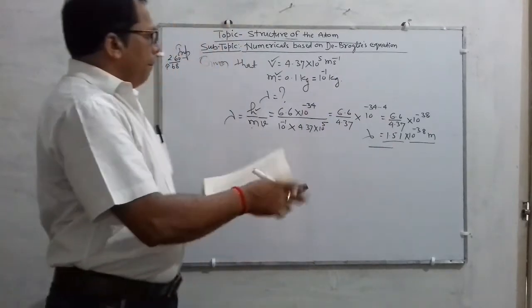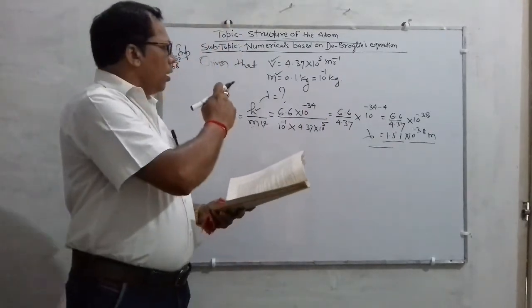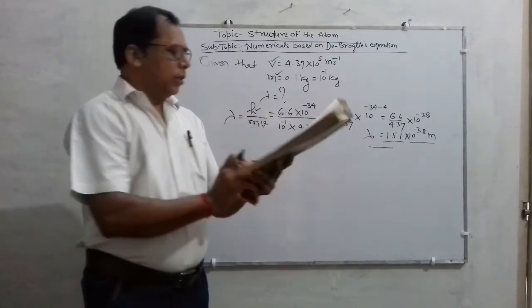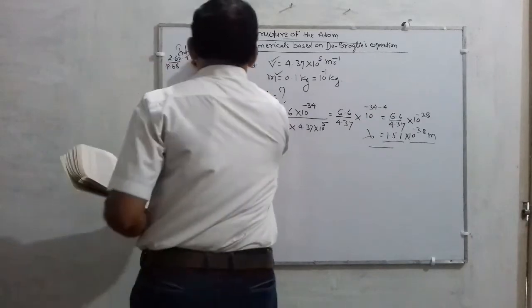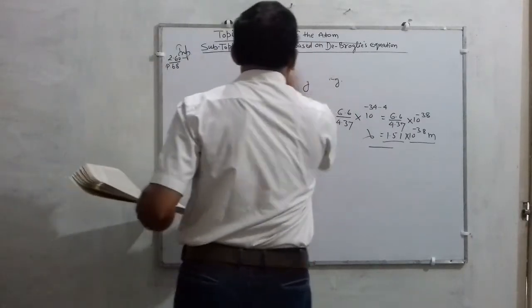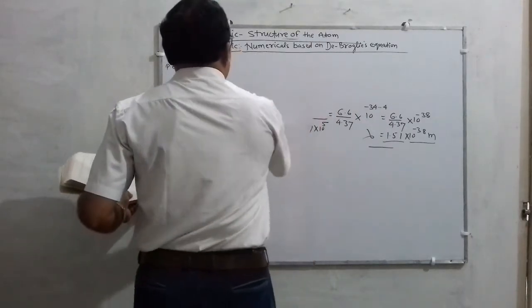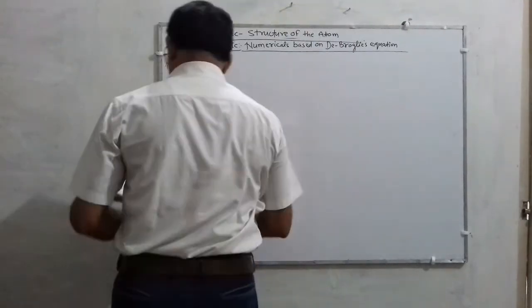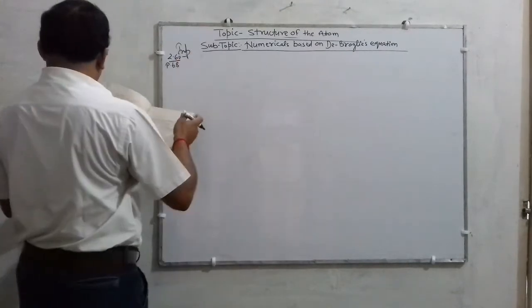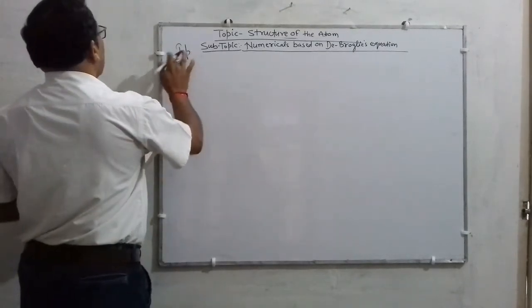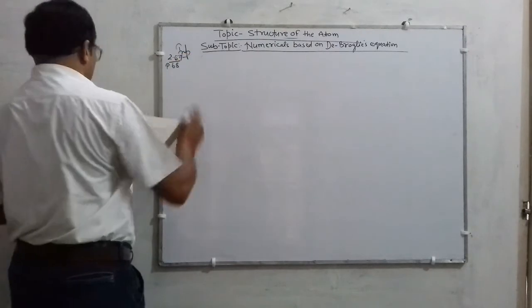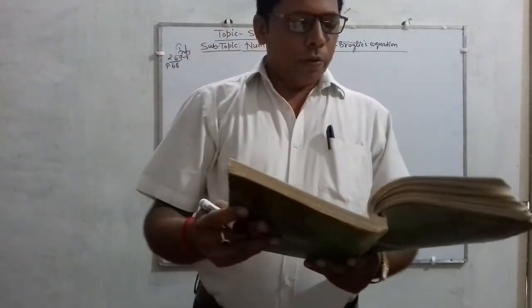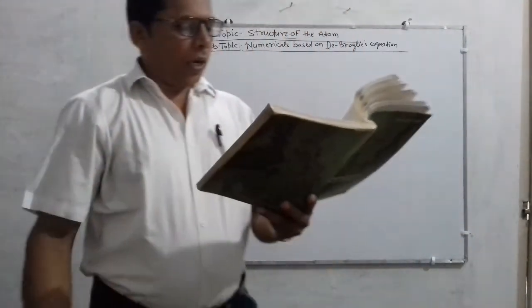So focus on such type of questions. Next question is 2.60. Just finish them. Question number 2.59 on the same page. And the question is, the velocity of the electron in Bohr's orbit is 2.19 into 10 to the power 6 meter per second.